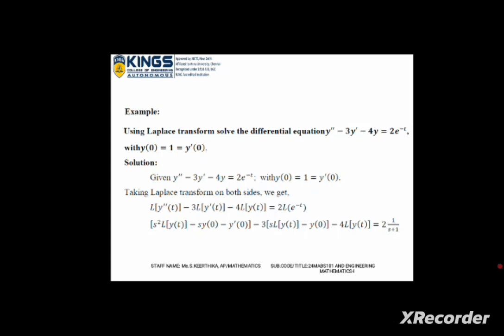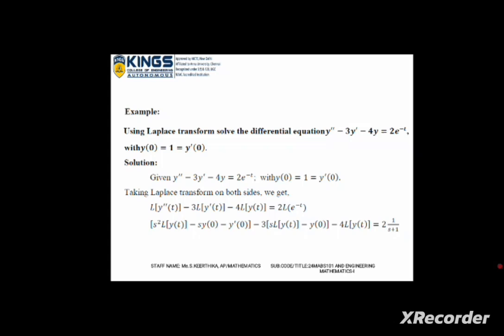Now we are going to solve the examples. For a question, the ordinary differential equation is solved by using the Laplace transform. Okay, the first example: using Laplace transform, solve the differential equation y double dash minus 3y dash minus 4y equal to 2 e power minus t, with y of 0 equal to 1, and y dash of 0 also 1. Now the solution. First we are going to write the given equation with the conditions.